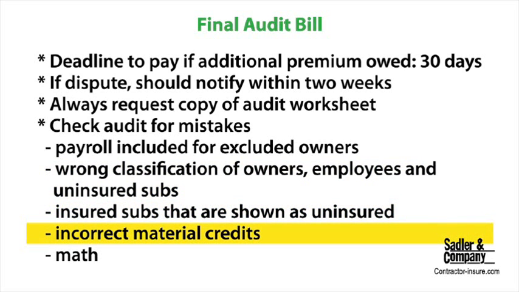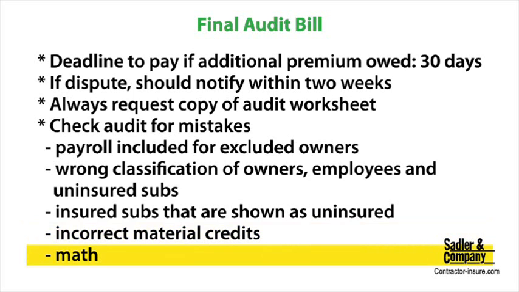The fourth is when the auditor allows an inadequate material credit when the sub's invoice doesn't break out labor versus materials. This should also be easily correctable by asking the sub to provide a detailed breakout on an updated invoice. The fifth and final common error is a math error when the audit worksheet shows an incorrect number for a payroll, amounts paid to an uninsured sub, or amounts paid to an insured sub. Or there can be a math error in totaling a row or column. If you bring any of these errors to the attention of the auditor and can substantiate your argument, the auditor will be glad to correct any mistakes.